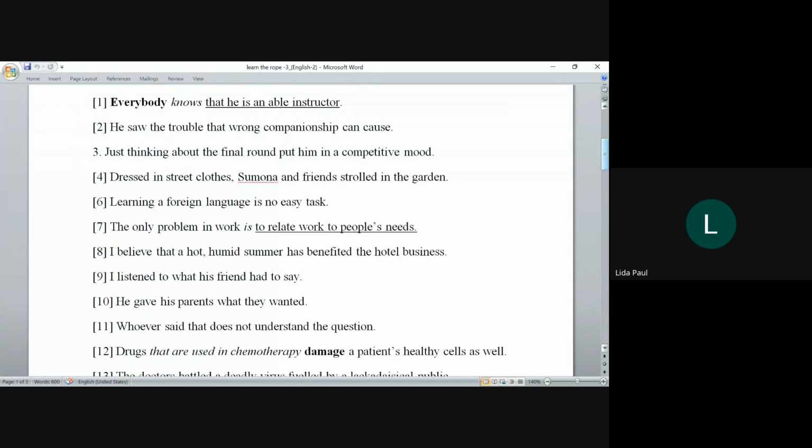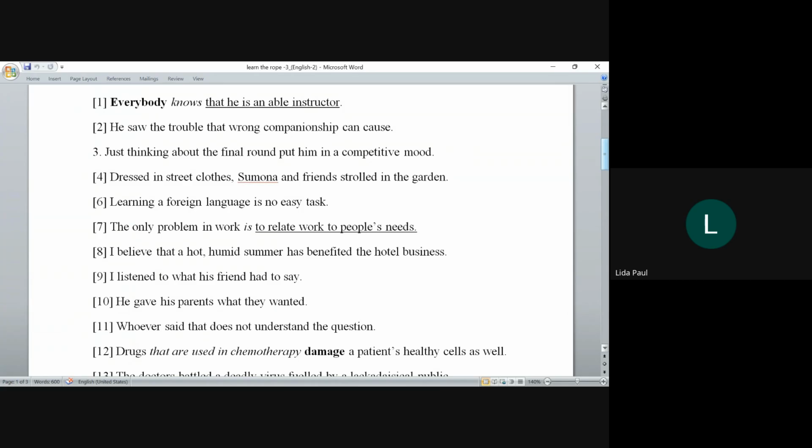Also, do not forget the relative pronouns or what we also call subordinating conjunctions, right? So that, what, where, which, when, whose, who, these are all what we call subordinating conjunctions. In linguistics, we also refer to them as relative pronouns. But for ease of understanding, maybe remember them as subordinating conjunctions. Okay, let's start. Everybody knows that he is an able instructor. This one is more or less done for you, but let's discuss anyway.